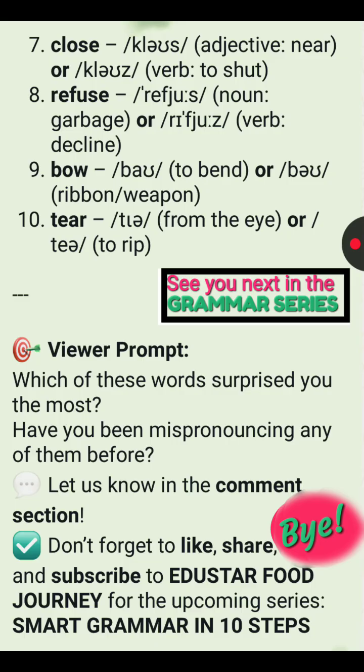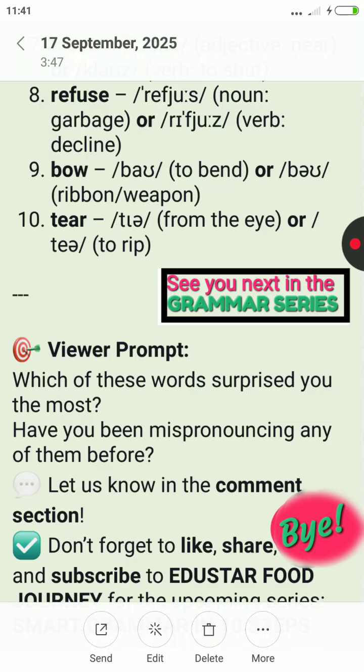So finally we have T-E-A-R, which is tear for the noun, a tear from the eye, that is a drop of liquid from the eye when one is emotionally moved. The second pronunciation is tear, to rip open, tear apart, meaning the verb.